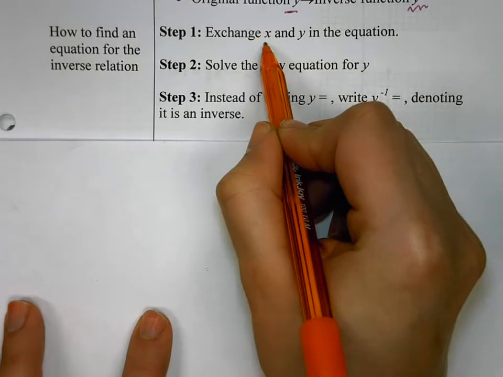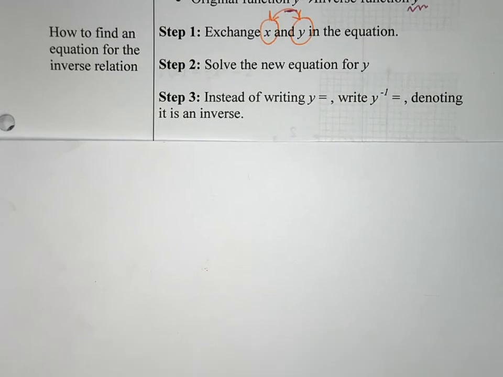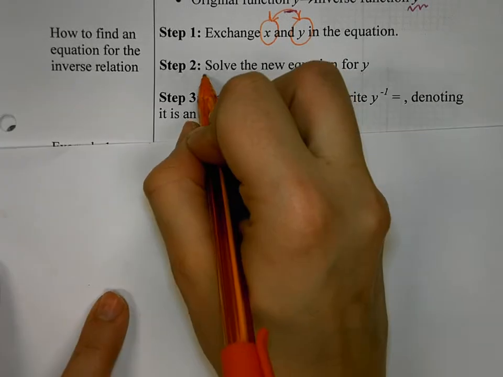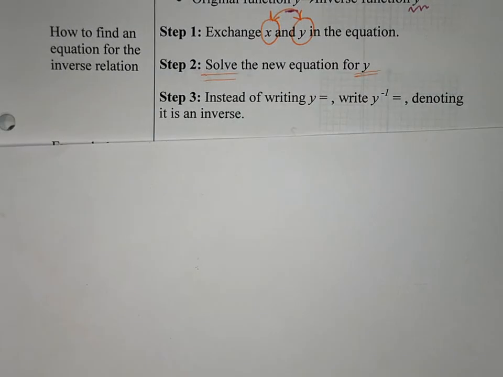What you're going to do is you're going to exchange x and y in the equation. So literally, where in the original equation you see x, you're going to write y, and where y originally was, you're going to write x. So we're just going to flip-flop them. Now, however, we always want our equations to be equal to y. We want y by itself. So you're going to solve that new equation for y. So after you flip them, you're going to work backwards to get y by itself. That's how you find the inverse.